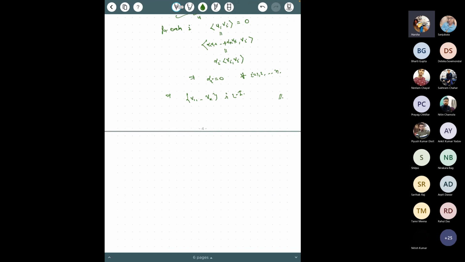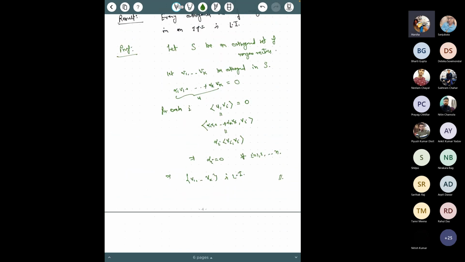Sir, how did u inner product vi equal 0? It is not confirmed whether u belongs to S or not. How did u inner product vi become 0? Because u is 0 here. This here is 0, right? u is the left hand side. So u inner product vi is 0, because you are taking the inner product of 0 with any vector, so it is 0. Is it okay? Yes, sir.